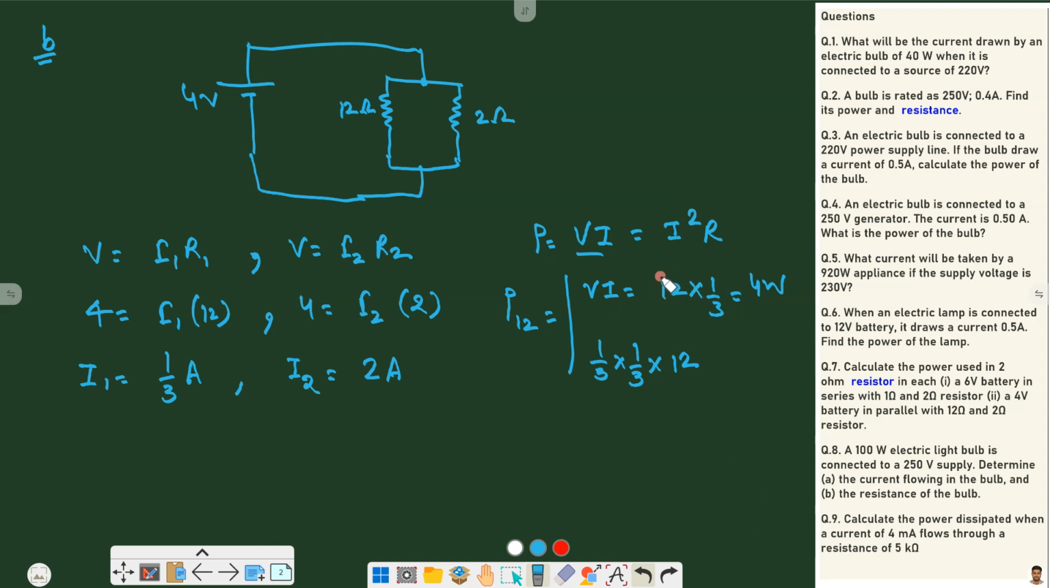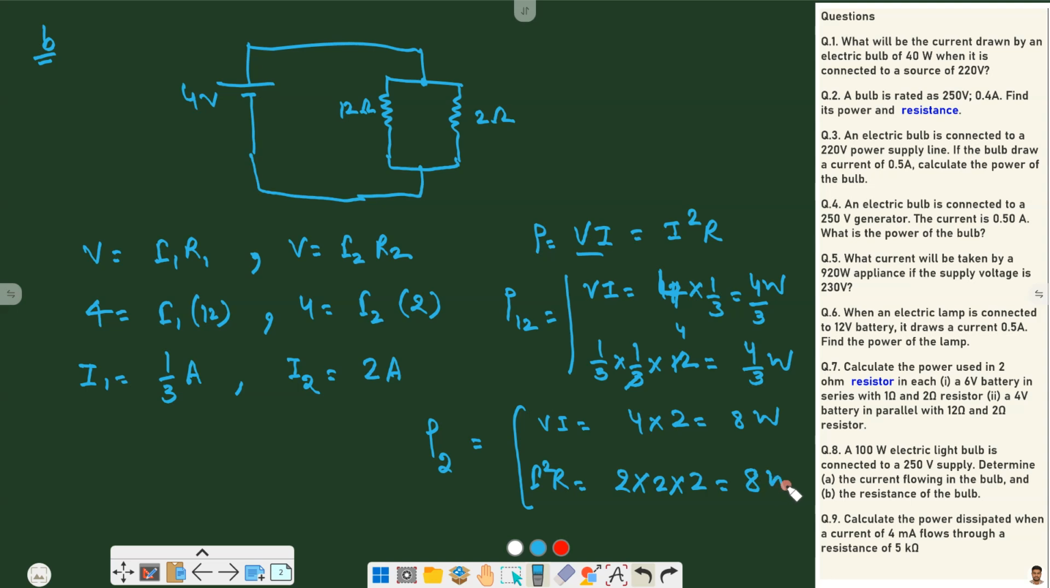We made a mistake here. Voltage is 4 volts, so the answer will be 4 by 3 watt, because the circuit voltage is 4 volts. And using I squared R, because R is 12, you get the same answer, 4 by 3 watt. Now power for the 2 ampere, 2 ohm resistance, using VI, V is 4, I is 2, is 8 watt, and using I squared R, I is 2, so 2 times 2 times 2, and resistance is 2, is equal to 8 watt.